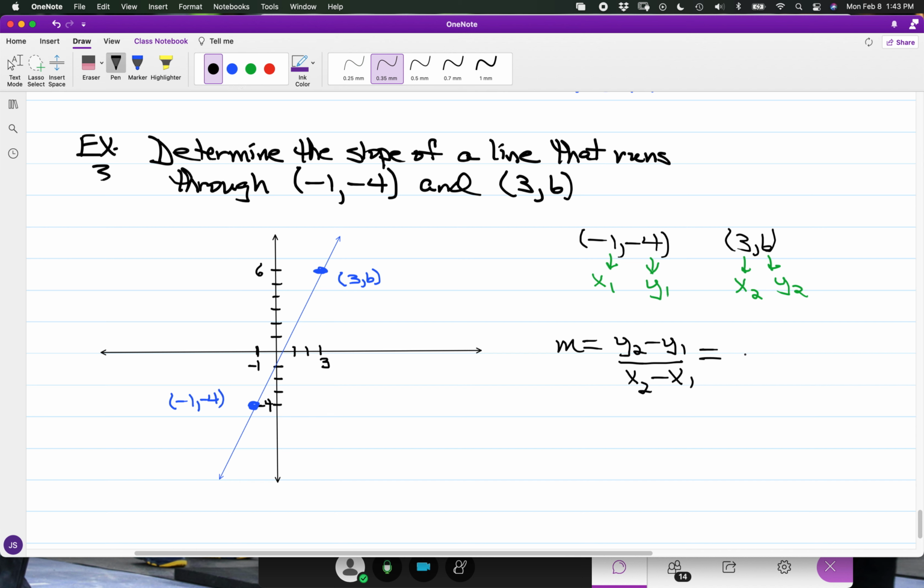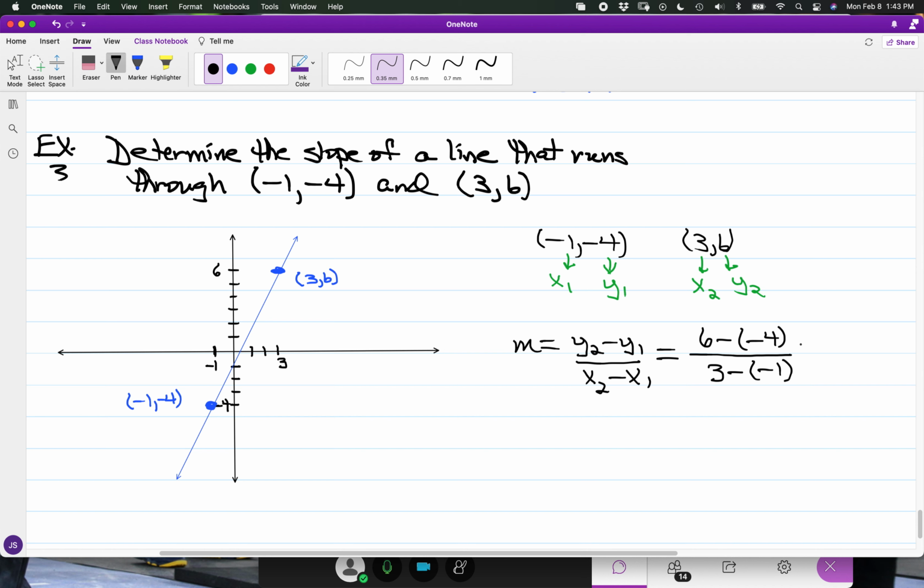So for y of 2 minus y of 1, y of 2 we have at 6 minus y of 1, so we have subtraction of a negative. X of 2 minus x of 1, x of 2 we have at 3 minus x of 1, which we have at -1. So we have 6 plus 4 over 3 plus 1. 6 plus 4 is 10. 3 plus 1 is 4. So in the big picture, the change in y is 10 units, the change in x is 4 units. And if I break this down incrementally, the slope is 5 halves.